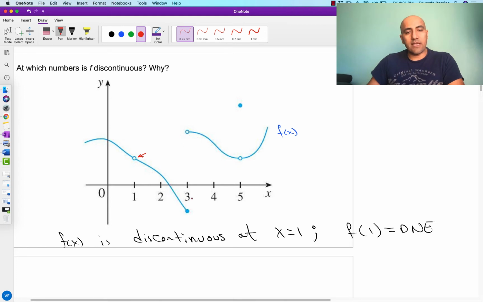Okay. Let's look at the next place where we have a discontinuity. It's discontinuous at x equals 3, right? And the reason it's discontinuous at x equals 3 is because the limit doesn't exist. The limit as x approaches 3 from the left-hand side exists. Yep, it's heading toward there. And the limit as x approaches 3 from the right-hand side does exist. Yep, it's heading toward that output over there, whatever that is. But clearly they don't equal each other, therefore the limit as x approaches 3 does not exist.